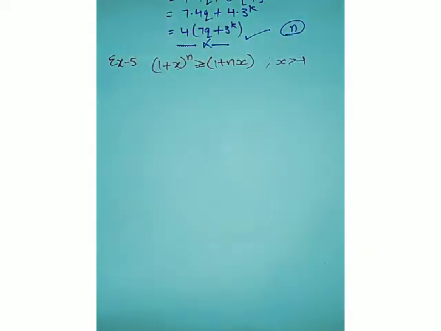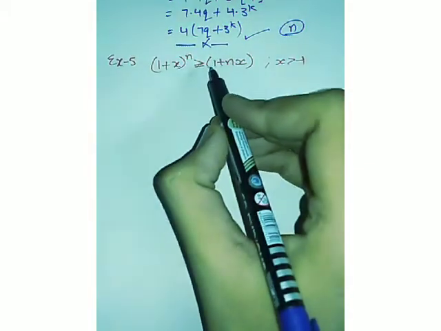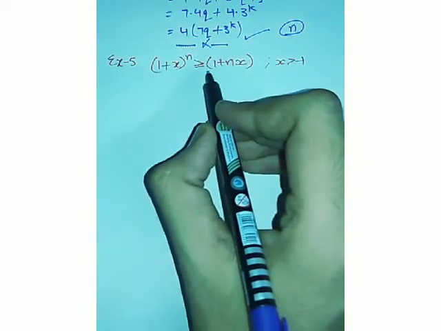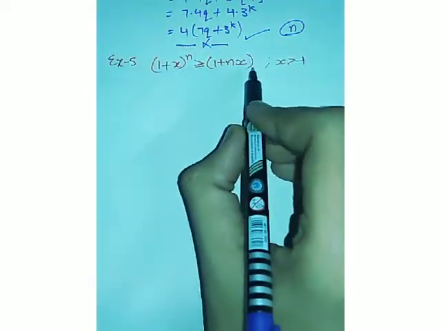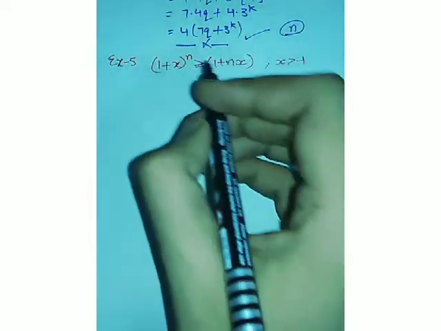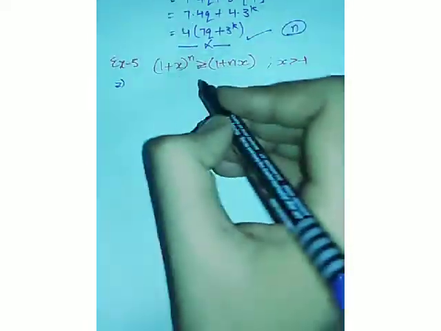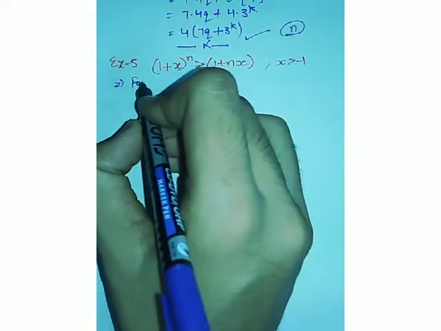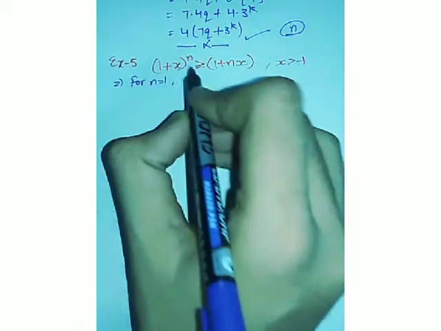This is our fifth example. In this we have to prove that 1 plus x raised to power n must be greater than or equal to 1 plus nx. It can be greater than, it can be equal to. So firstly we'll do the same. We'll prove for n equals 1. Now put n equals 1.